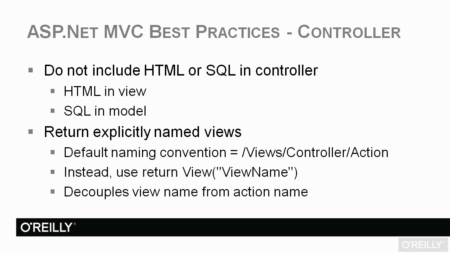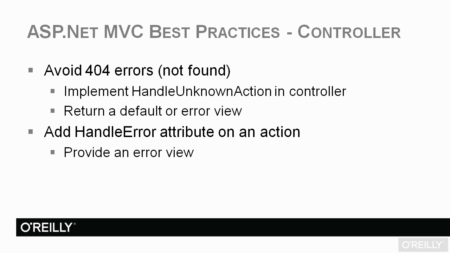And if I change the action name later on and don't realize that I have a view named that has to be changed as well, that can cause some trouble. So instead, use the return view with a parameter for the view name, and that will decouple that view name from the action name. And remember that view name is the file name of the view. And 404 errors can be avoided a little bit by implementing handle unknown action in the controller.